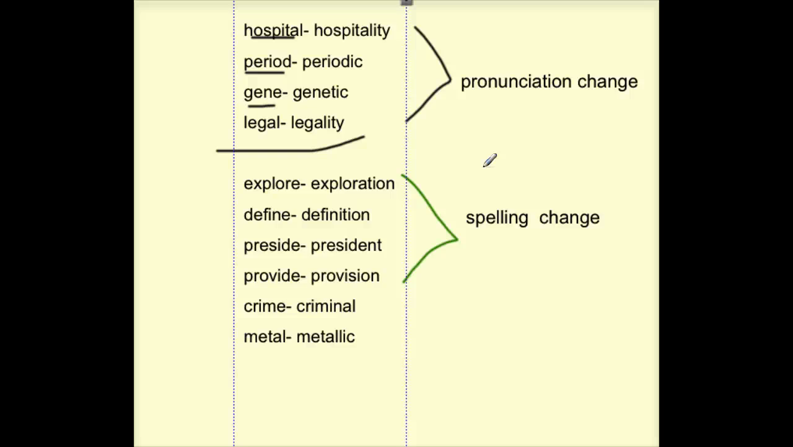But then we have a bunch of words where we have a spelling change between the base word and the base word with the suffix. Explore, exploration, define, definition, preside, president, okay? In all those cases, before we add the shun or the ent, E-N-T suffix, we drop the E. You know, maybe you don't notice in president, but there's no double E. So the suffix is E-N-T, and so we drop the E in preside and then put the suffix E-N-T.